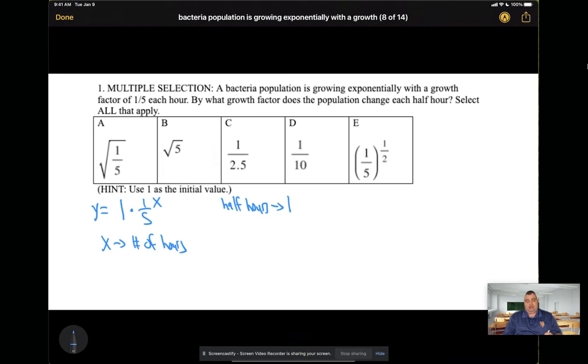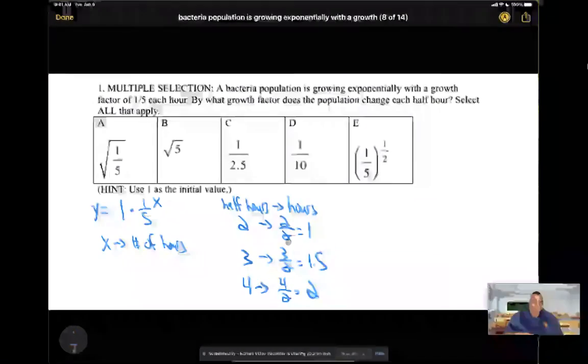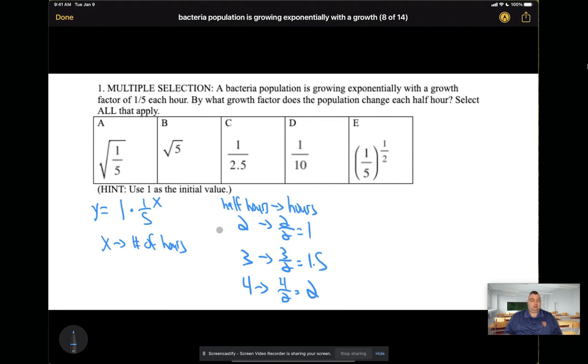So for example, 2 half hours is equal to how many hours? 2 half hours is equal to 2 divided by 2, or 1 hour. 3 half hours is equal to 3 divided by 2, or 1.5 hours, right? 4 half hours is equal to 2 hours. So if I have a number of half hours, I take the number of half hours and divide by 2, and that tells me my x value.